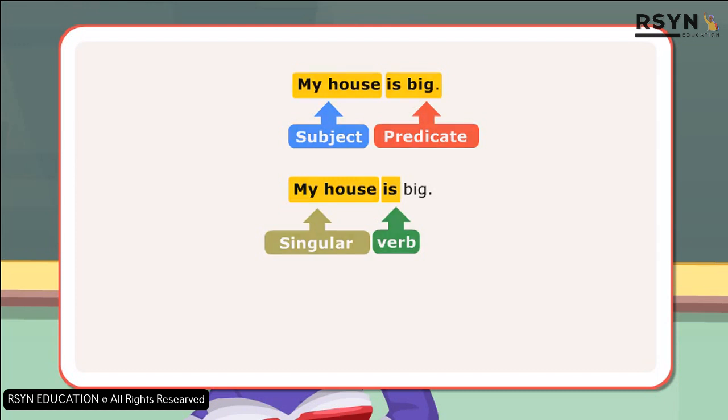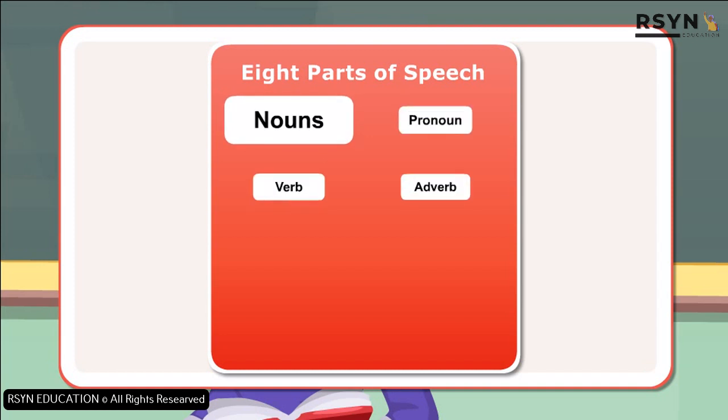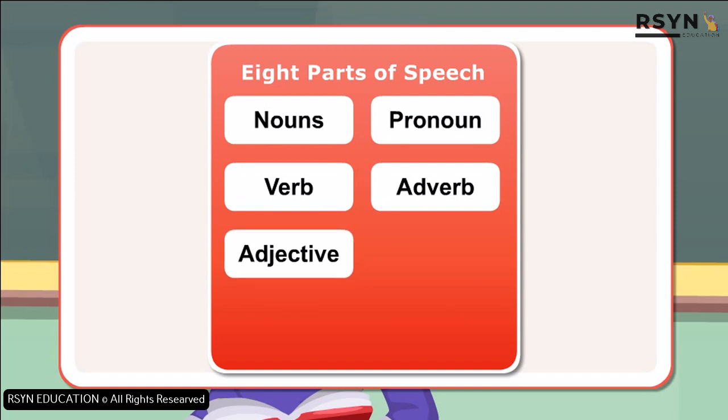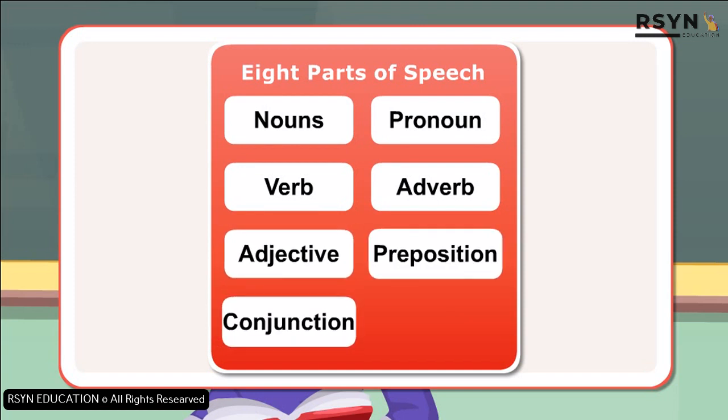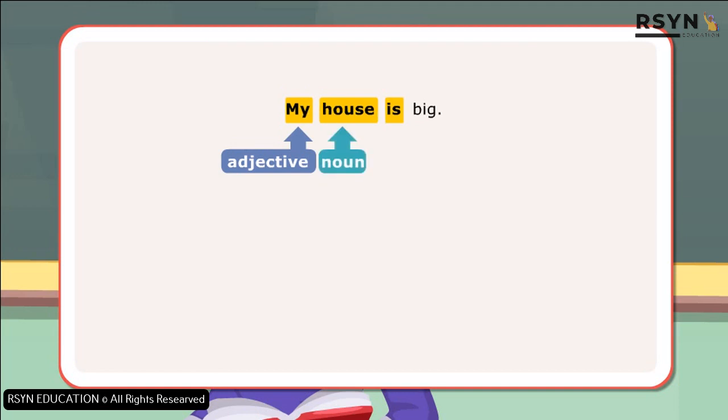There are 8 parts of speech that appear in a particular structure in a sentence. These are noun, pronoun, verb, adverb, adjective, preposition, conjunction, and interjection. Example: my, adjective; house, noun; is, verb; big, adjective.